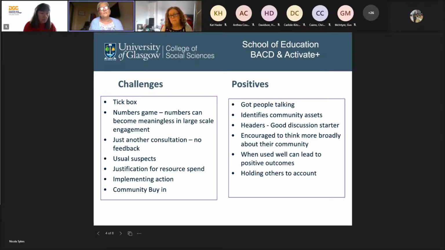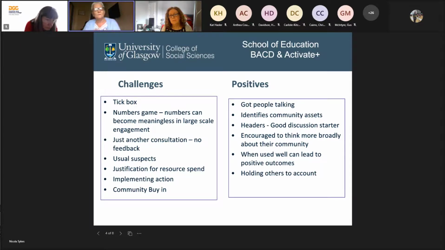Some of the challenges that the students faced whilst out in the community were these. Some of the things they spoke about was that we have to be careful because sometimes the PST in itself could be viewed as a kind of tick box exercise. A bit of a numbers game, if you like. Numbers can become a bit meaningless if used in a really huge, large-scale engagement, because when you put it together, it's the middle ground and you lose some of the minutiae of those conversations.